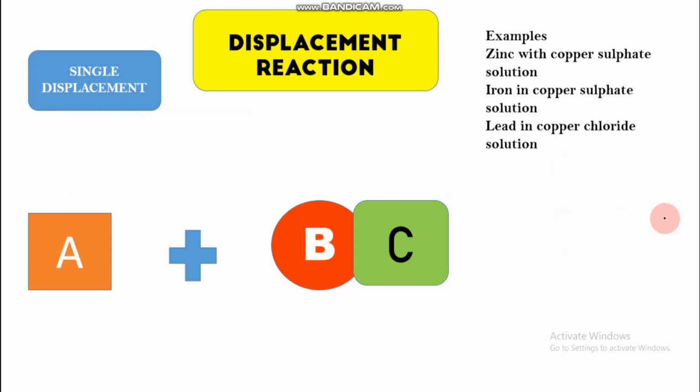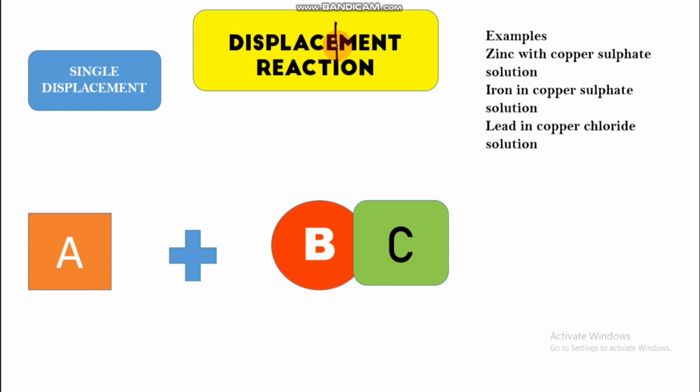The next one is displacement reaction. Under displacement reaction, we have got two types. One is single displacement, the other one is double displacement. So here the name suggests displace, that is the position of the element is going to get altered. Okay, it is going to change its position, that is called displacement.